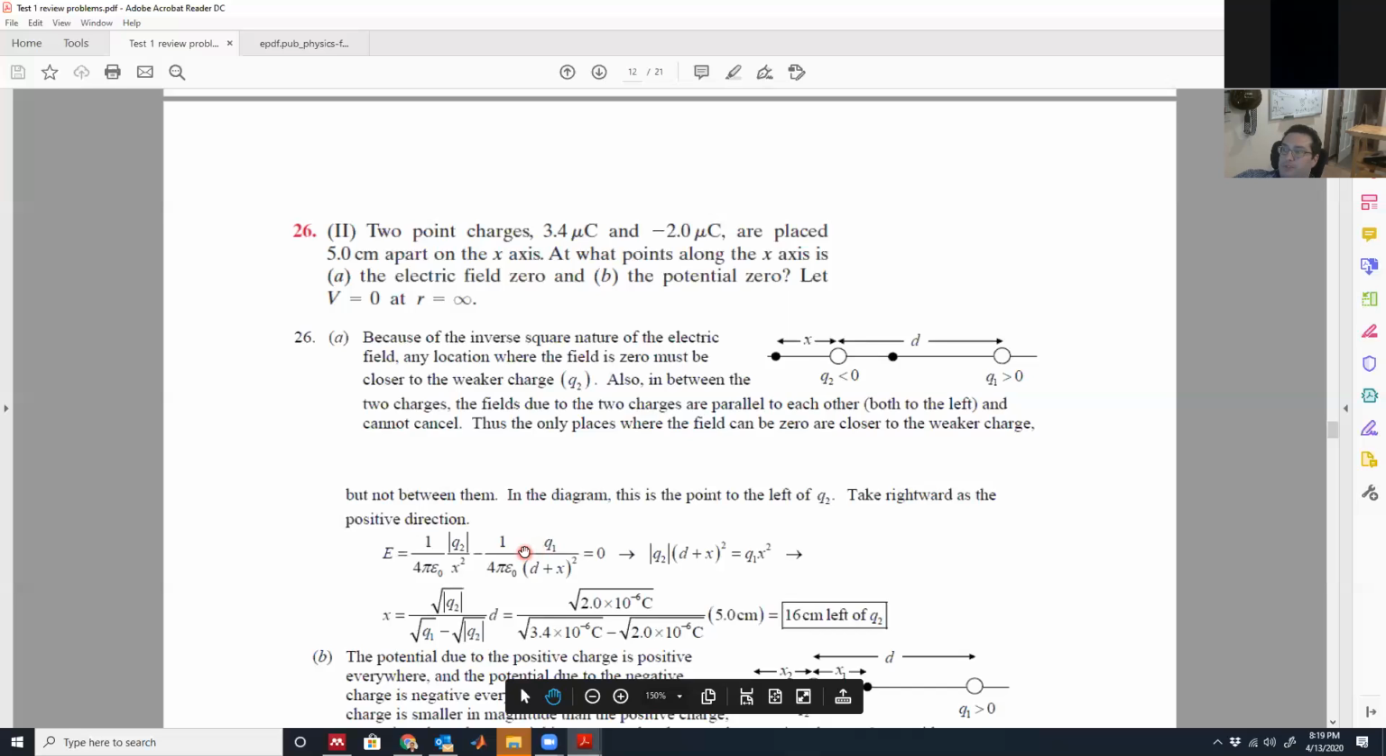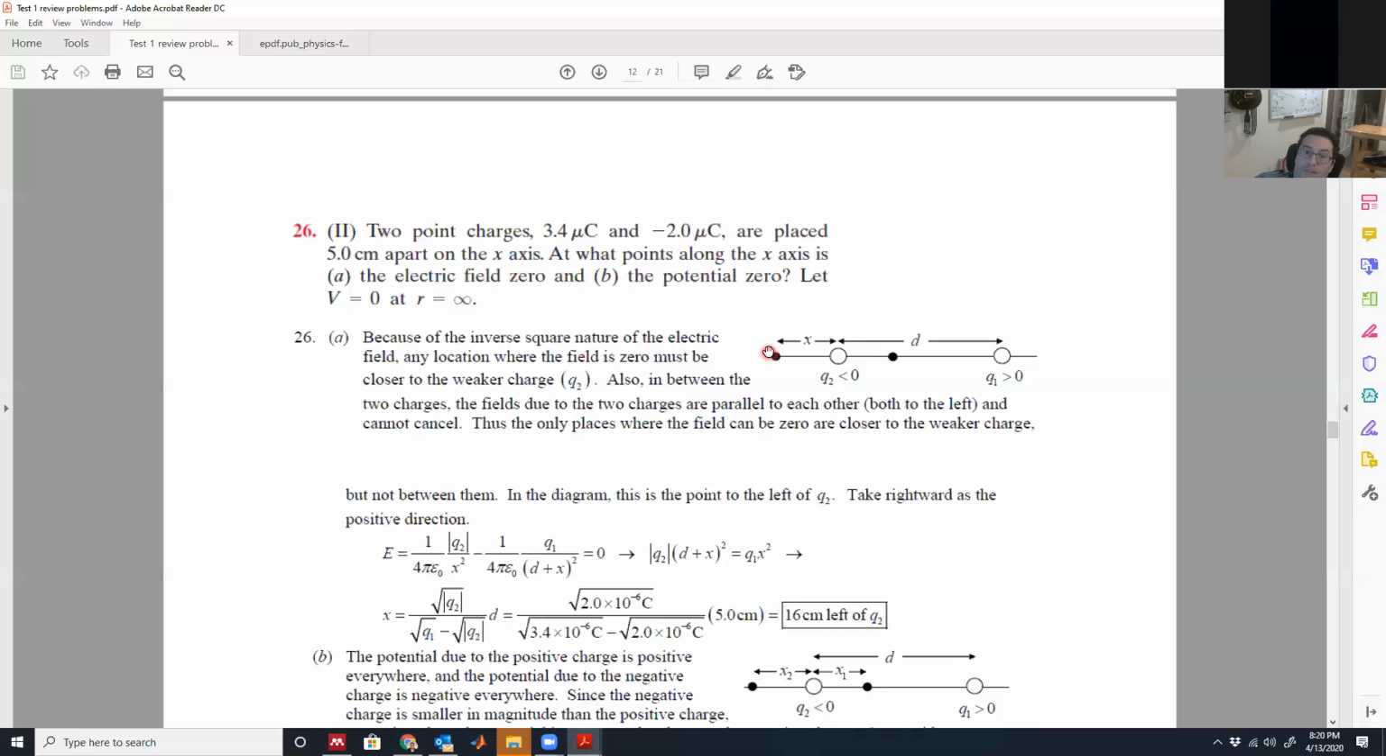We want to find a position where this is 0. So we set this whole thing equal to 0, and all we have to do is solve for X. And that's what we do over here. We solve for X, we expand, we use FOIL to expand, and we find that X is equal to this quantity over here. We find that it's 16 centimeters to the left.